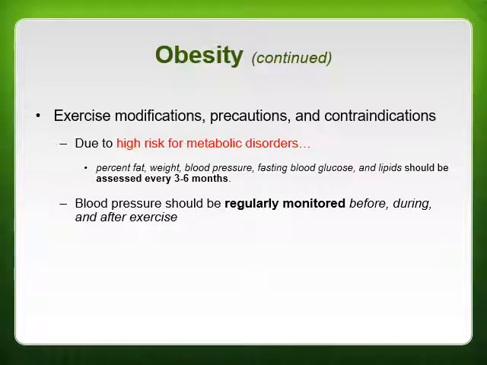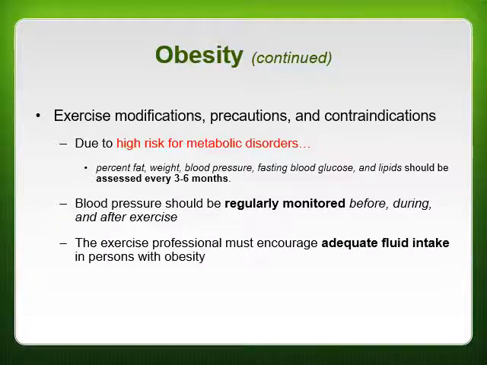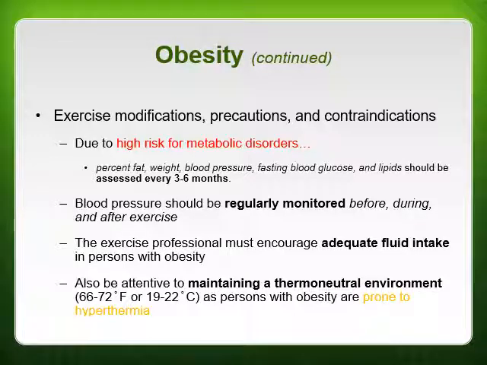Blood pressure should be regularly monitored before, during, and after exercise. That is a common practice. Make sure that you encourage them to take in lots of fluid. You want to make sure that they stay nice and hydrated, and be attentive to keeping a good temperature in the facility. They recommend between 66 and 72 degrees Fahrenheit because people who are obese are prone to overheating, otherwise known as hyperthermia.